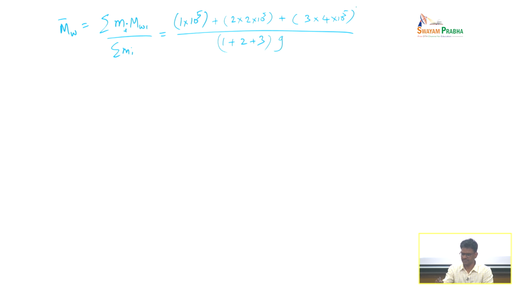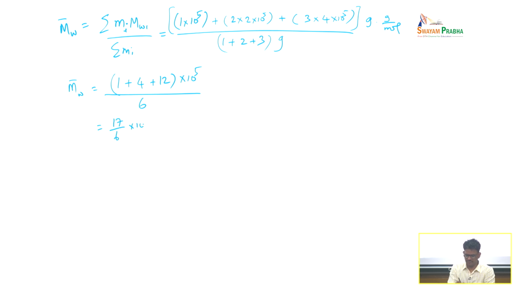So this is in grams and this is in gram into gram per mole. So we get 1 plus 4 plus 12 into 10 power 5 divided by 6. So that is 17 by 6 into 10 power 5. So this is 2.83 into 10 power 5 Daltons.